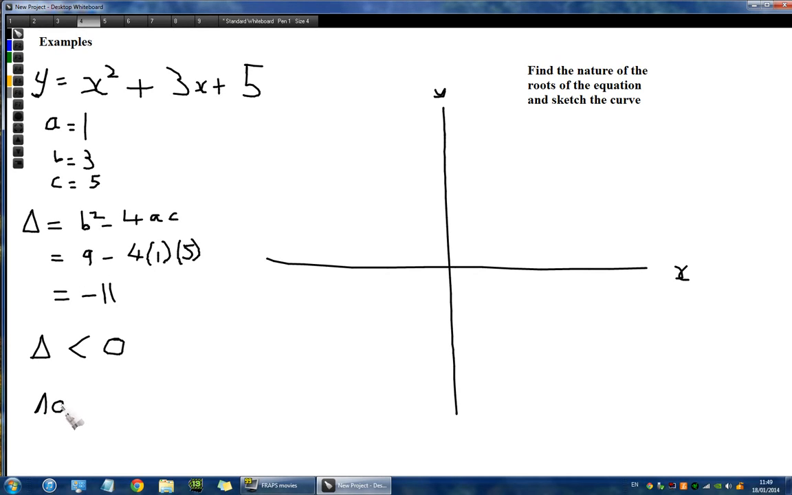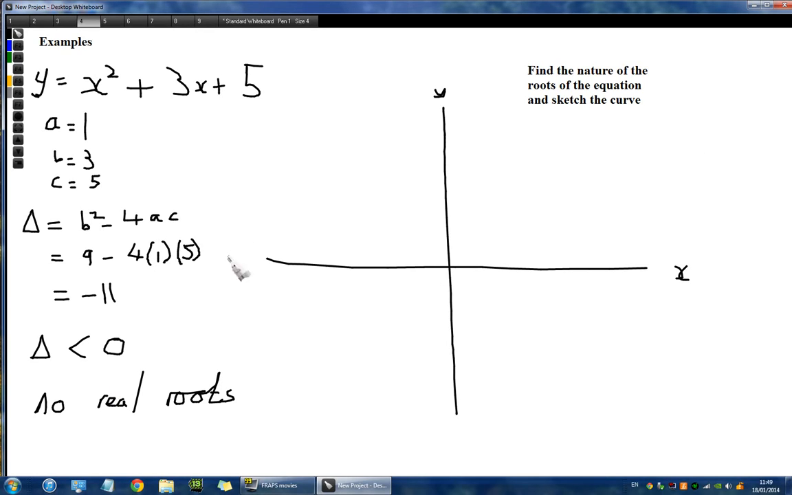No real roots. We'll talk about that in a lecture a long way down the road about imaginary numbers, but no real roots. Look at that, I can do joined-up writing on a whiteboard. So we now need to sketch it. We have no real roots.